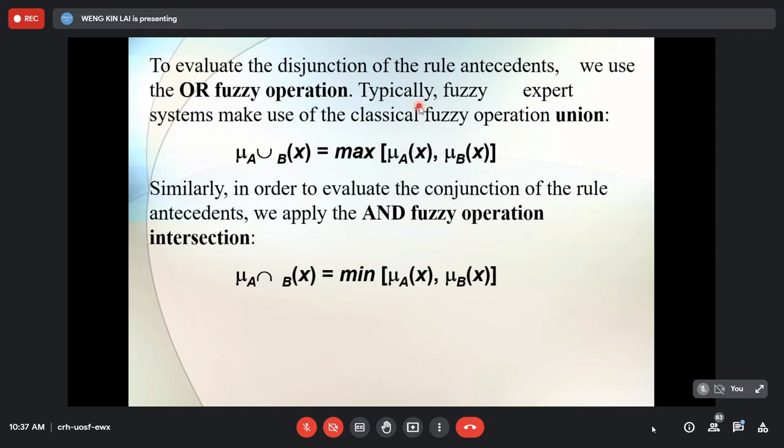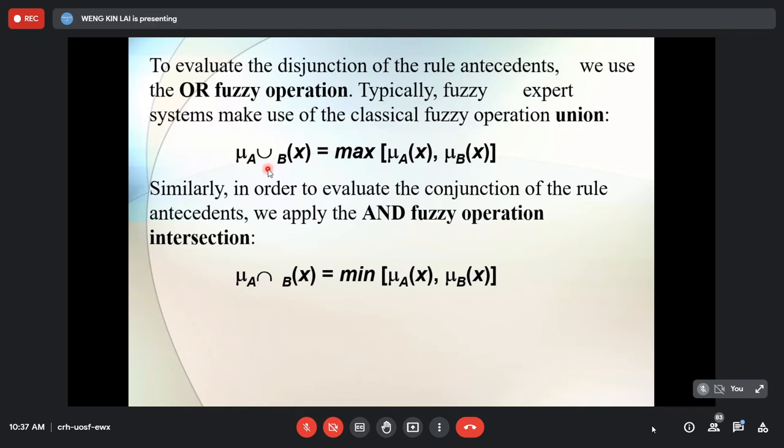So typically, the fuzzy expert system makes use of the classical fuzzy operation. So go back to what we studied last week. This is your classical fuzzy union operator. Now, how does the fuzzy union operator work? If you can still remember, it works by taking the maximum of the membership values for each of them. In our case, we have two inputs, which is the x and the y. Right? We compare the maximum between the x and the y, and then there's a union.